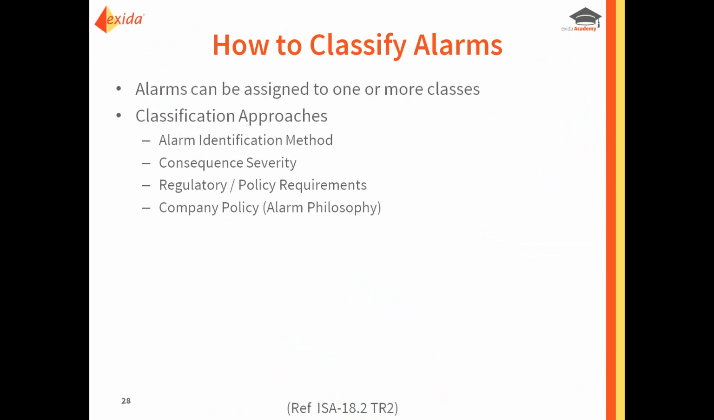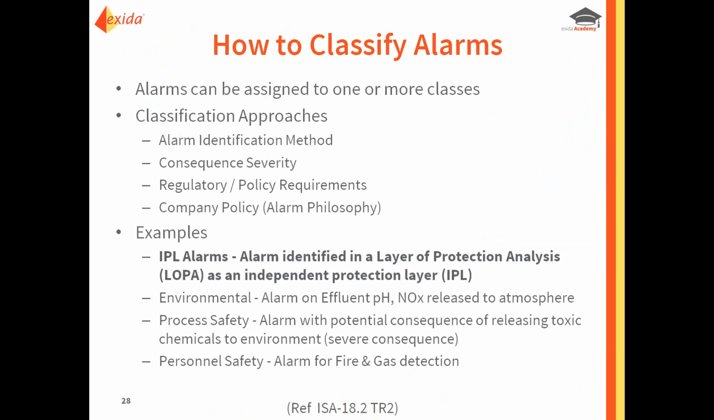There's a process, and there are four most common approaches. The first being classification based on how the alarm was identified. Second being looking at the consequences and their severity. Third being based on regulatory requirements or policy requirements. And the fourth most common one is based on company policy, such as what you've documented in your alarm philosophy.